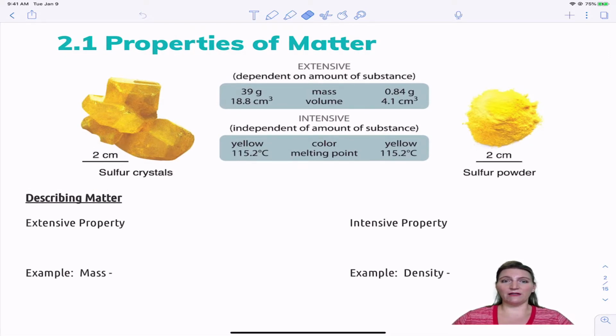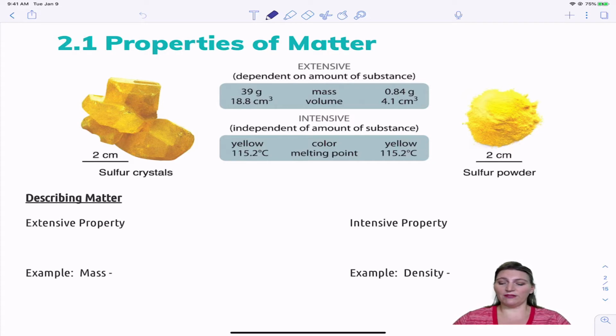And there are many different ways that we can classify matter. We can talk about its properties. The first two are these terms that you may not have heard before: extensive and intensive properties. So if you look at the picture on the page, you'll see two different graphics of sulfur. And these two pictures of sulfur highlight some of the differences between intensive and extensive properties.